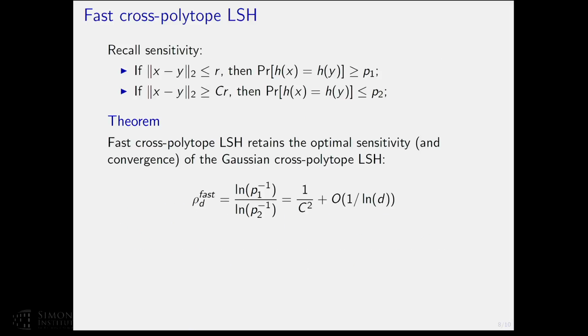And it does. If we recall that the sensitivity factor is what we want to minimize, in the case of fast cross-polytope LSH, we actually get the optimal convergence to this 1/c² factor. So little is lost by using fast approximate rotations. This is nice. And then we take it one step further.